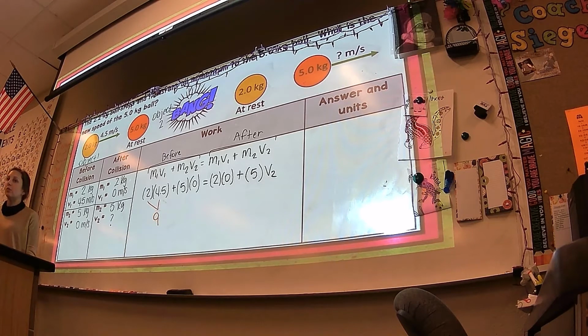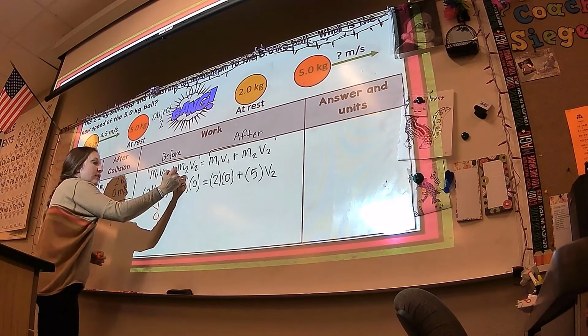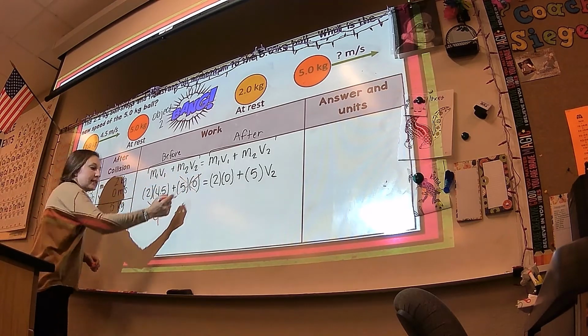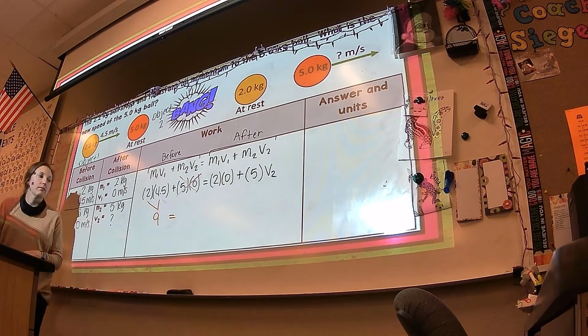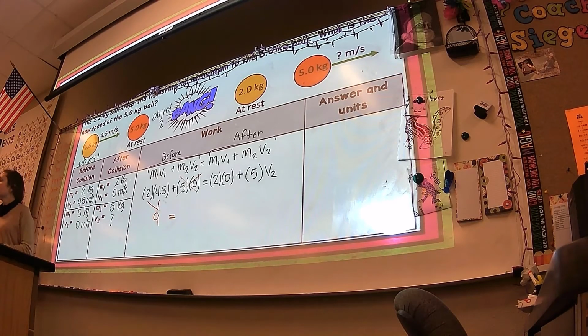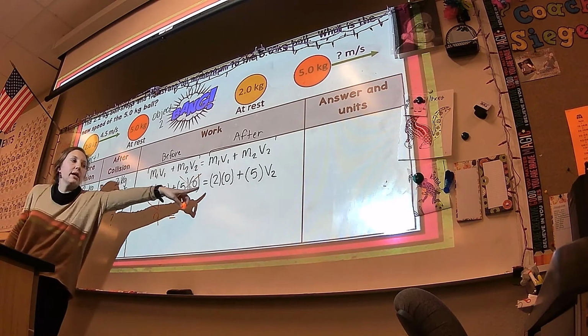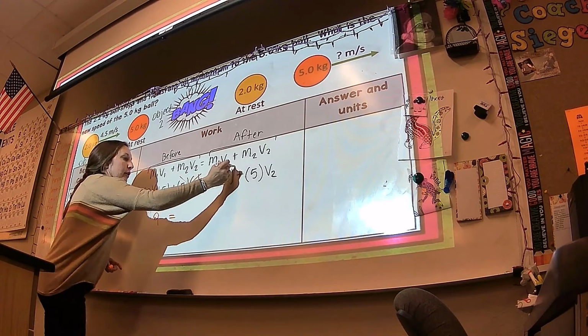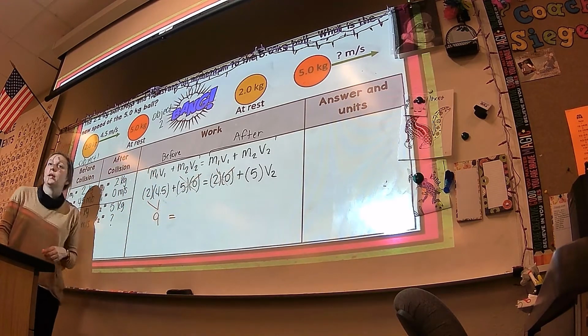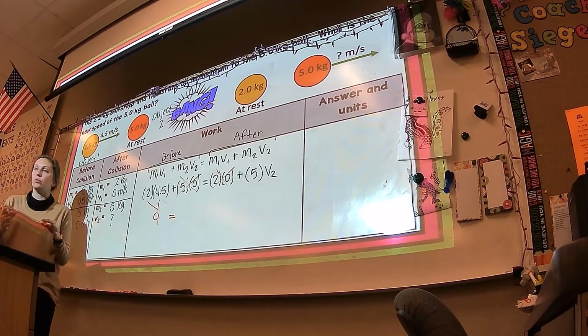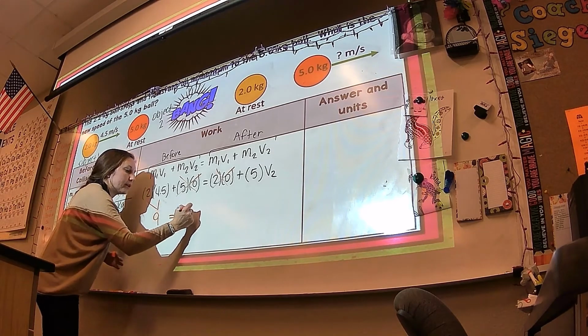What's 5 times 0? 0. I'm going to cross it out. I don't care about zeros. Okay? 5 times 0 is 0. I don't care about it. So next is my equal sign. What's 2 times 0? 0. I don't care about it. So then I'm just left with 5v2. Okay? I'm left with this right here.